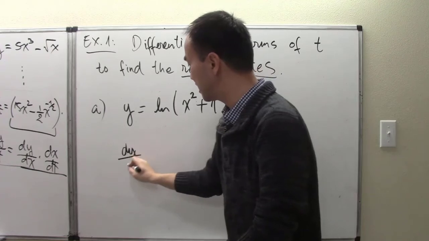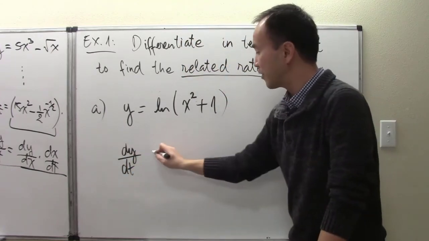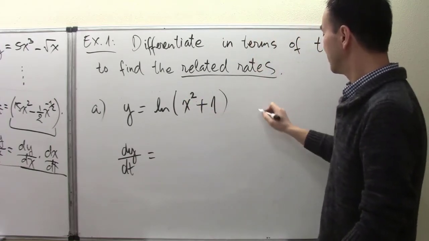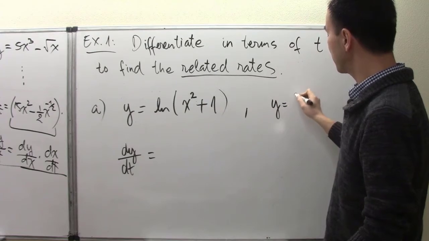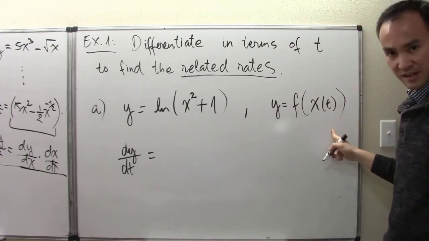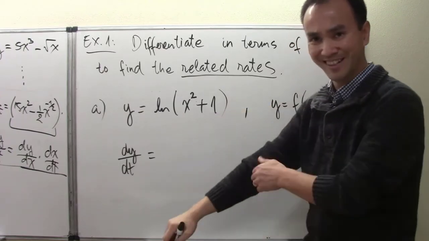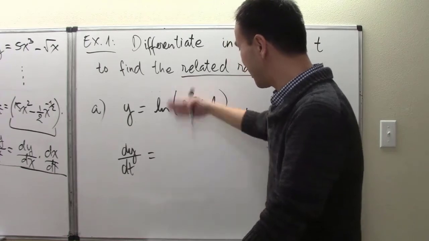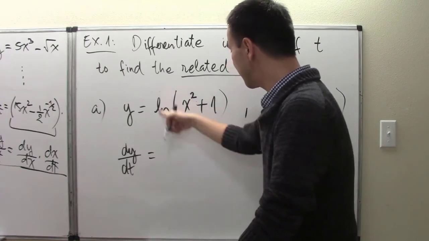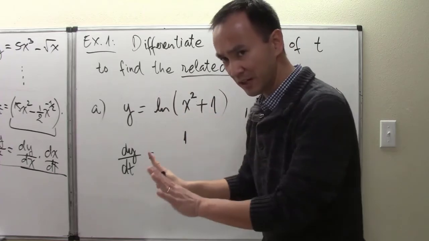So the left-hand side is asking for dy dt, clearly. And on the right-hand side, after I have pointed out that we recognize that y is a function of x, where x is a further function of t, we're going to go straight into the chain rule. The chain rule says we take the derivative of this natural log right here. Be careful with this chain rule a little bit.